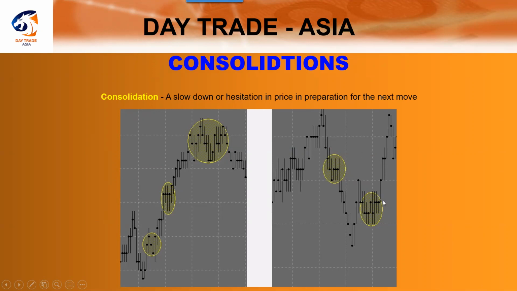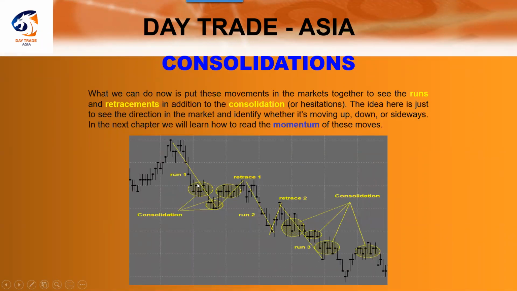consolidations or regular consolidations. Like here, run, then what happens? Retrace, but this is consolidation right here. These are all consolidations. Then continue to run, retrace, run, but before it continued going down, you had some consolidation. So basically this run here is pretty weak because it has a lot of consolidations. It's not a strong run. It's just basically a weak run, or what we call a regular run, really not that strong. Okay. So again, AD here is just to see the direction of the market and identify whether it's moving up, down, or sideways. Any questions here about consolidations?